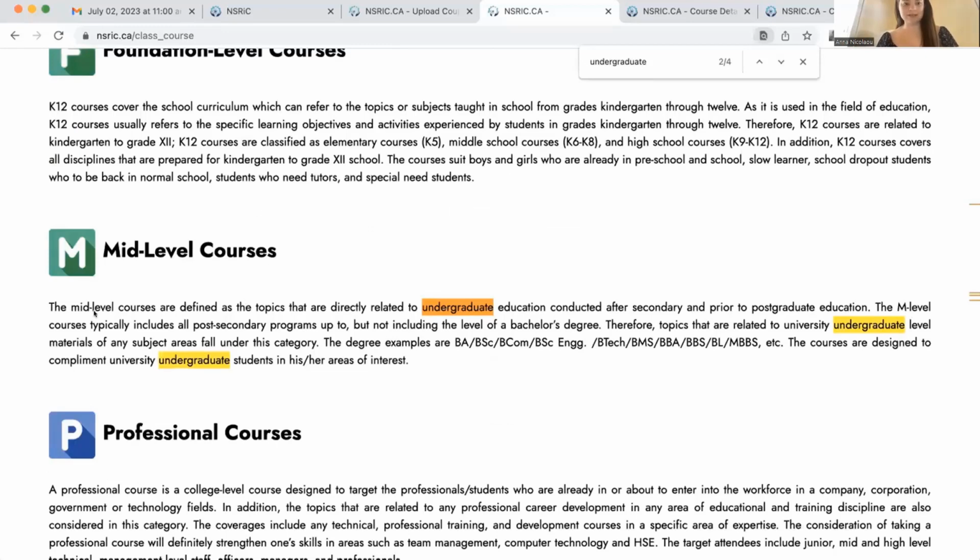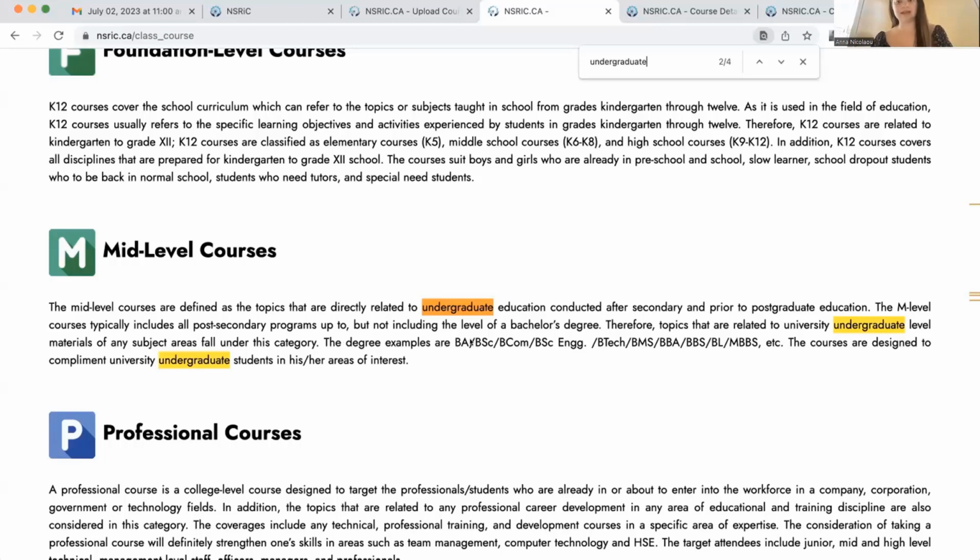This one says mid-level courses. Mid-level courses are defined as topics directly related to undergraduate education. Okay, so this is probably it, but let's keep reading. After secondary, prior to postgraduate education. Okay, so before postgraduate, but after high school. The mid-level courses typically include all post-secondary programs up to, but not including, the level of bachelor's degree. So this wouldn't be the bachelor's degree itself, but everything before a bachelor's degree that's after high school is mid-level. Therefore, topics related to university undergraduate level materials fall under this category. So anything related to that would still be here.